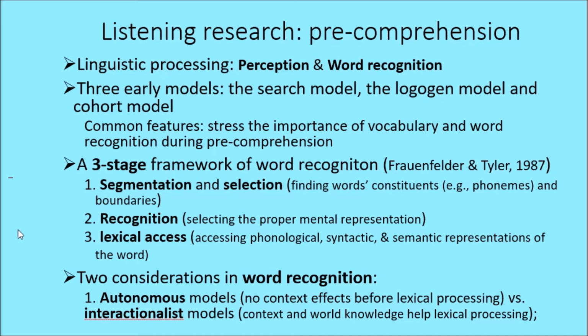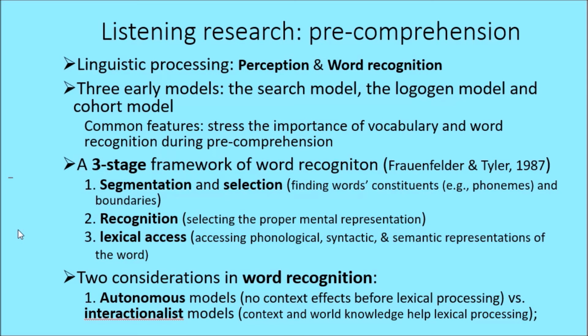I personally assume that it's like a combination of both. Sometimes where we don't have any world knowledge or there is no context clue, we might just do it in the fashion that autonomous models have predicted. On the other hand, if we do have the world knowledge about the word that we are processing, or there are some contextual clues, we might do word recognition in the way that interactionist models have predicted.